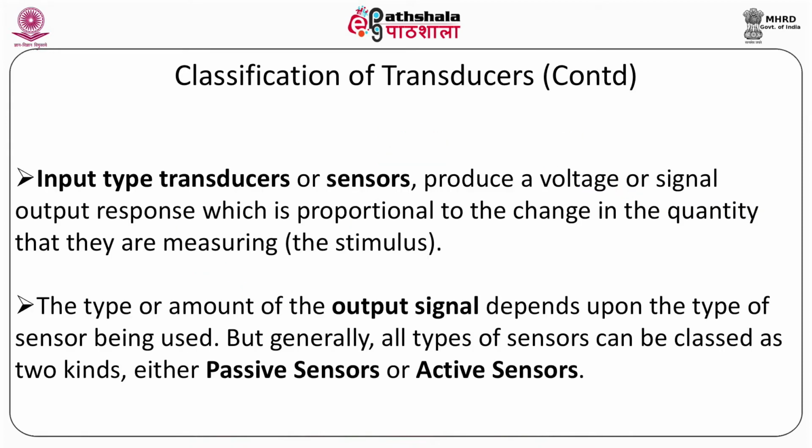These transducers produce a voltage or a signal output response, which has to be proportional to the change in the quantity of the property that we are measuring. It could be a stimulus, it could be electrical, whatever it is. The second important point is that the type or amount of the output signal depends upon the type of sensor that is used. But in general, almost all sensors can be classed as two kinds: a passive sensor or an active sensor.